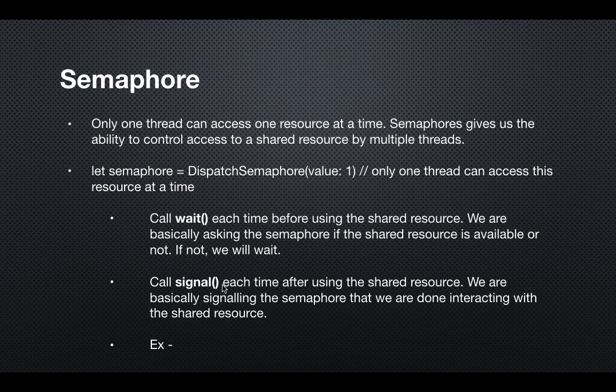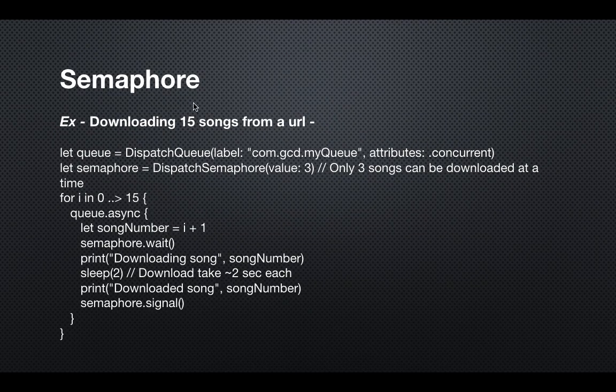Signal is saying, okay, I'm done using it, now somebody else can use it. So signal is signaling the semaphore. The semaphore is nothing but the father in our situation, who is handling this situation. So it signals the semaphore that I'm done using it, now you can give it to somebody else. So that is a very good real-time example. We have given a real-time example.